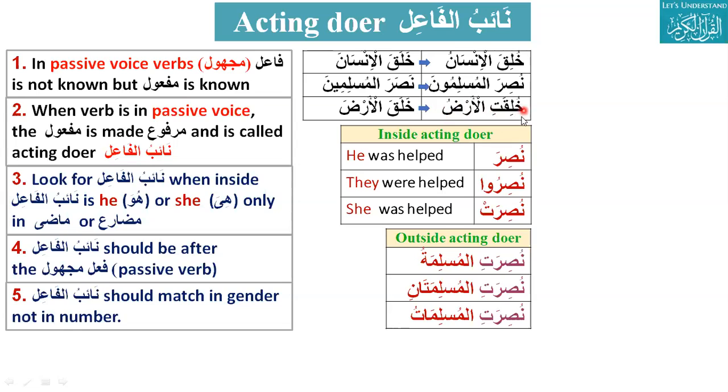The earth was created. And one rule is that the na'ibul fa'il, so here, Qureshi Sahab, al ardu is what? It is na'ibul fa'il. And it should match in what? In number? Like here, nusira is singular, and muslimun is plural. In Arabic, normally they should match in what? Gender. So here the gender was feminine, so it will be khuliqatil ardu. The earth was created. Thank you, Qureshi.